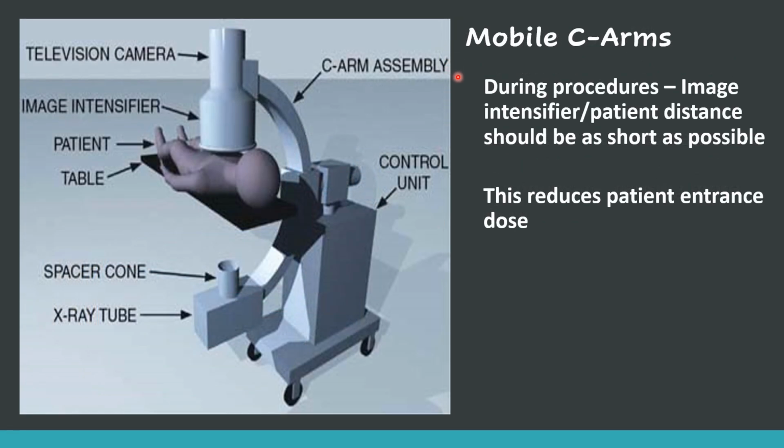Here we have the mobile C-arms. During procedures, image intensifier patient distance should be as short as possible. This reduces patient intrinsic dose. So what we're saying here is that this part here needs to be furthest away. The X-ray tube needs to be furthest away from the patient to reduce the entrance skin dose right here. The image intensifier is basically the same as the IR, and that needs to be closest to the patient.